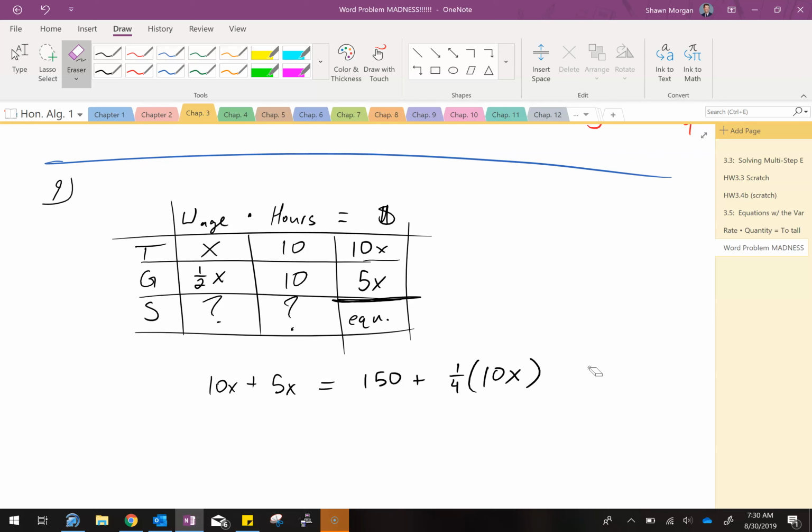Combining like terms. Robert, on the left side, what do we get? Good. So we got 15x. Over here on the right, a fourth times 10 gives me 5 halves x plus 150. And I was talking about this type of equation with my freshman yesterday. It's got a fraction in it. If I don't want to have a fraction in my equation, Matthew, you got any ideas how I might get rid of that fraction?